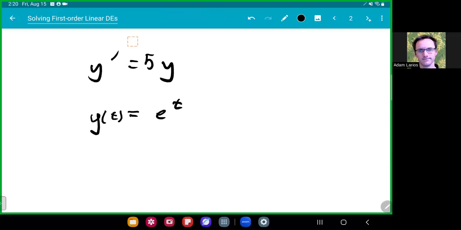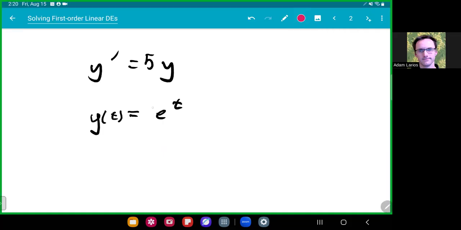On the left-hand side, if we take the derivative of e to the t, we get e to the t. On the right-hand side, we would get 5 times e to the t, and of course, e to the t is not equal to 5 times e to the t, so that doesn't work. This is the wrong guess. But we could try a different guess.